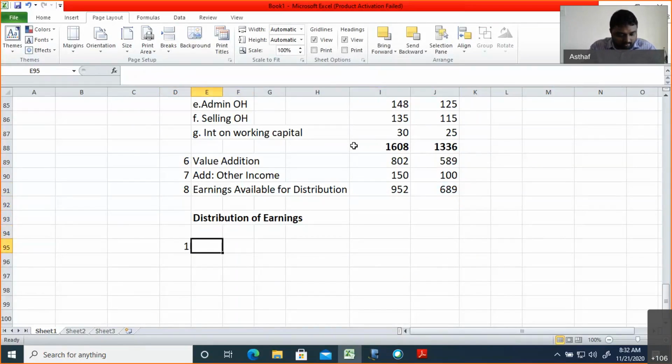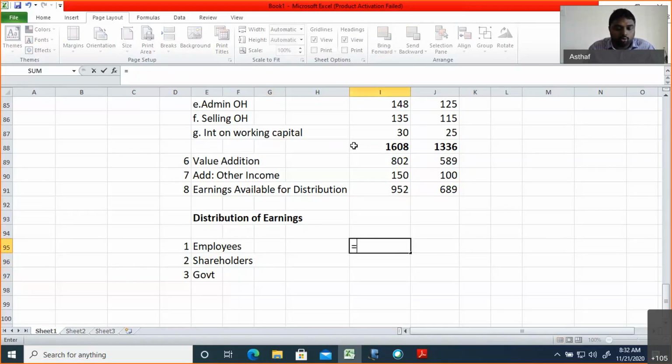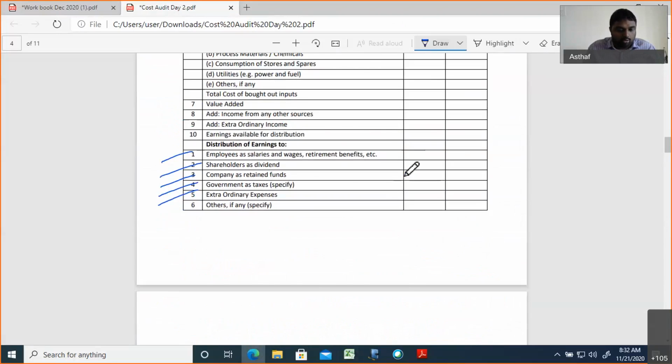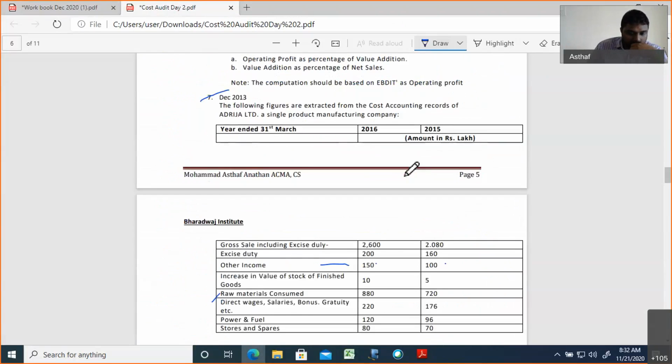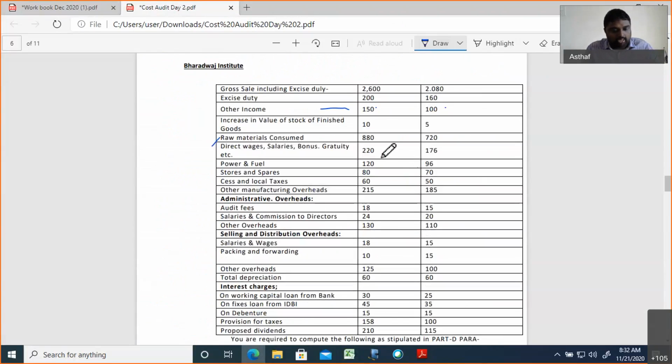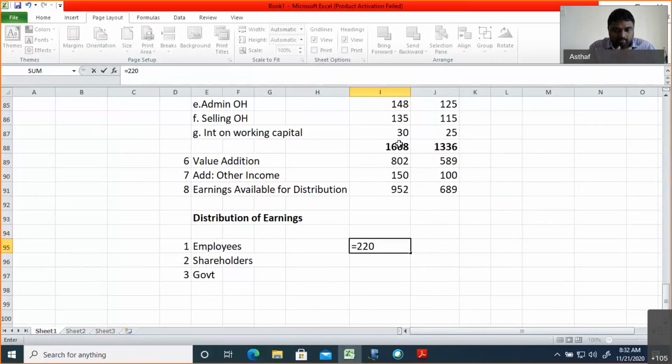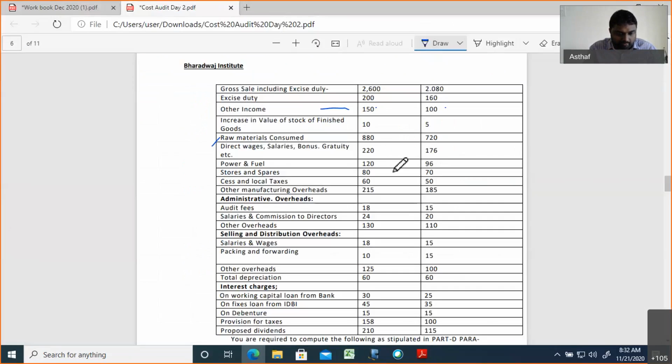So we will start. First we'll go employees, shareholders, government. I know you are ready. So employees, what is the payment we have to add here? Employee, it starts with salary 220 plus. Next will come 120 power and fuel. Dues and pay is also over. Cess and other local taxes.